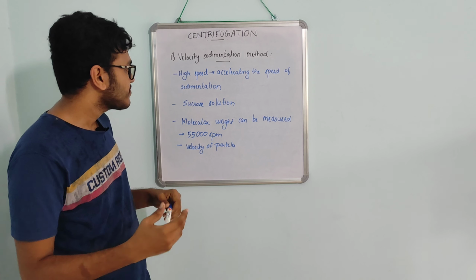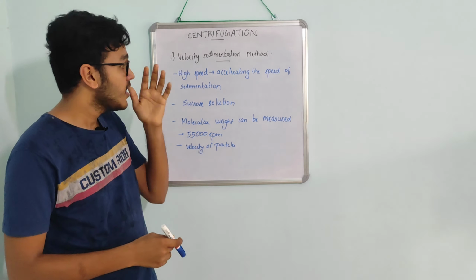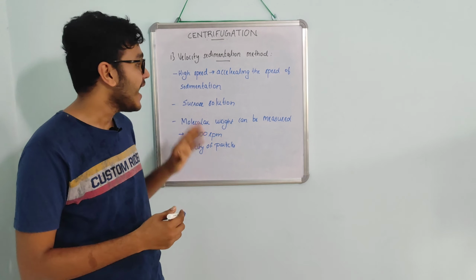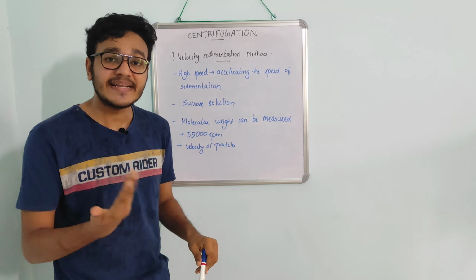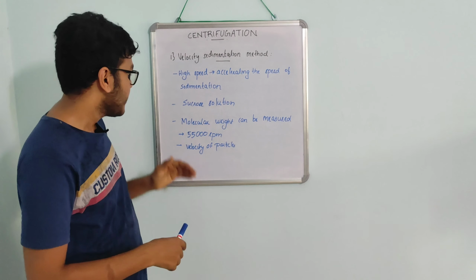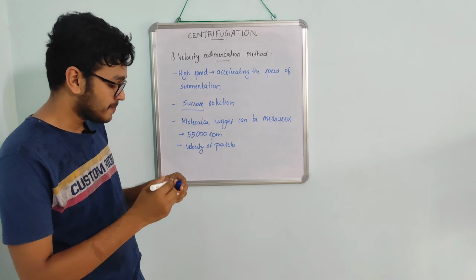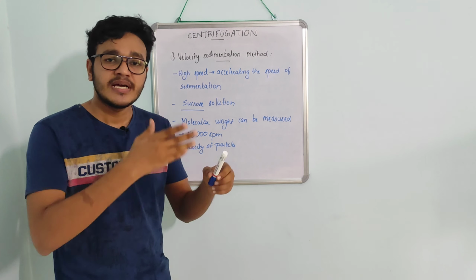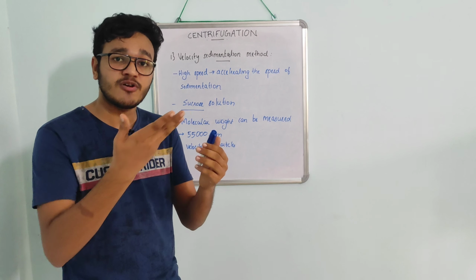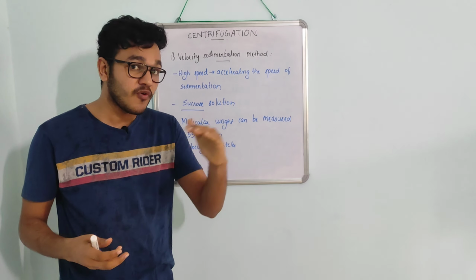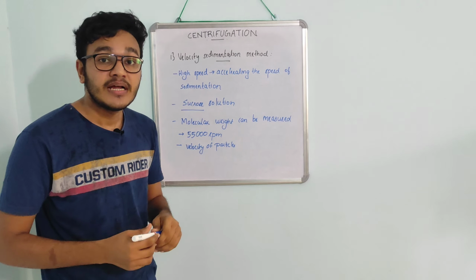The first one is that this term is related to density gradient centrifugation. What happens is that you centrifuge at a very high speed, accelerating the speed of sedimentation. The main point here is that a sucrose solution is used. The high speed causes the separation of particles and their accumulation at their equilibrium densities. They are accumulated, not floating, at each equilibrium density level.